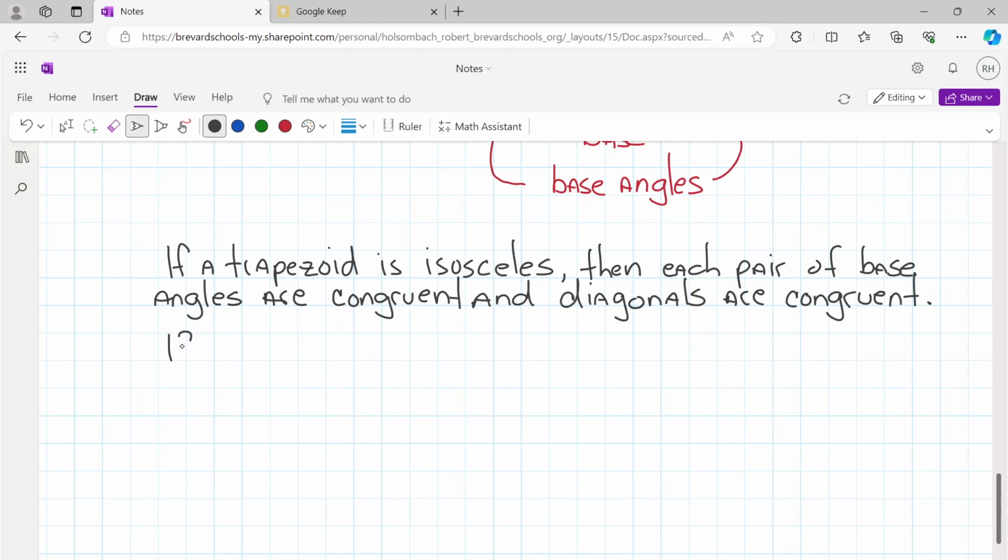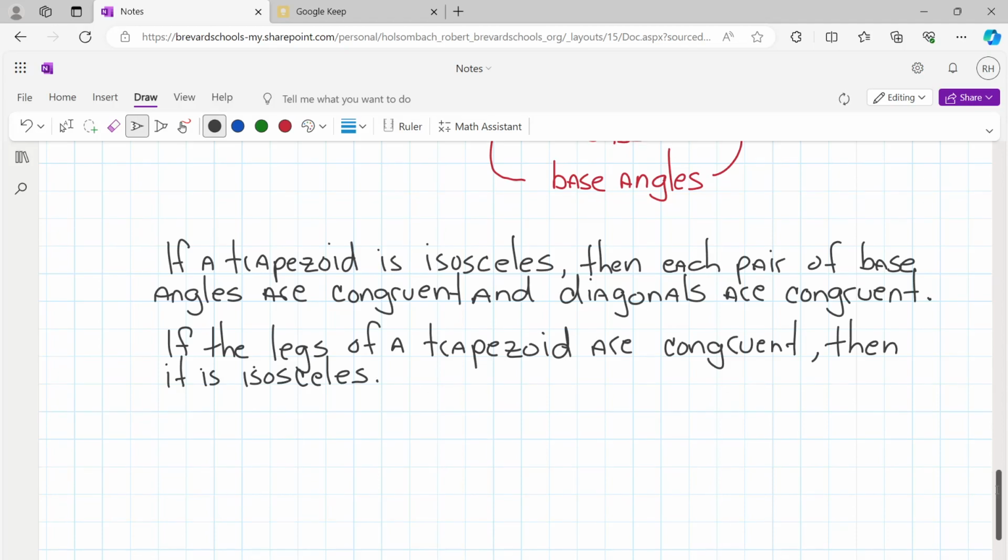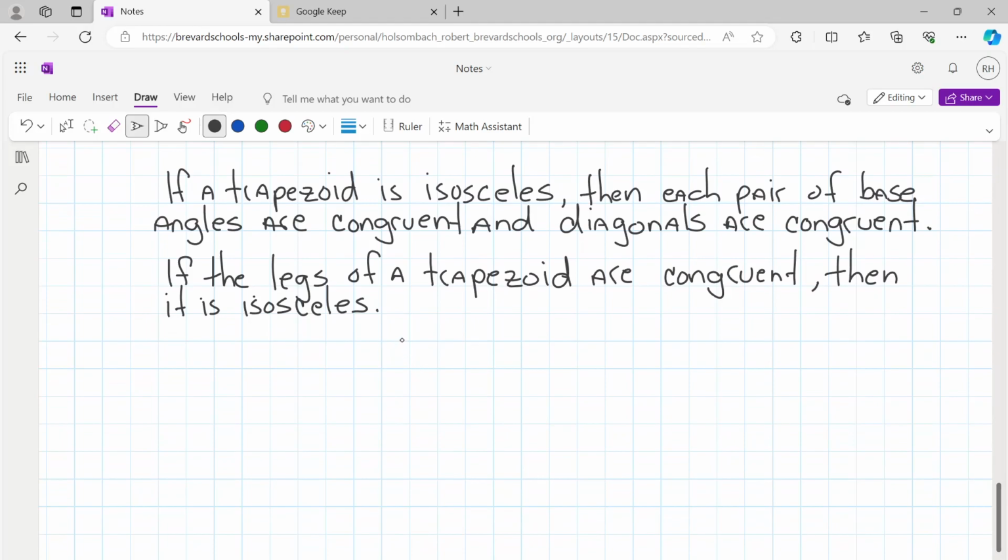And also, if the legs of a trapezoid are congruent, then it is isosceles. All right, so if we're going to sketch an isosceles trapezoid, it's still four-sided. And it's still got two parallel sides.